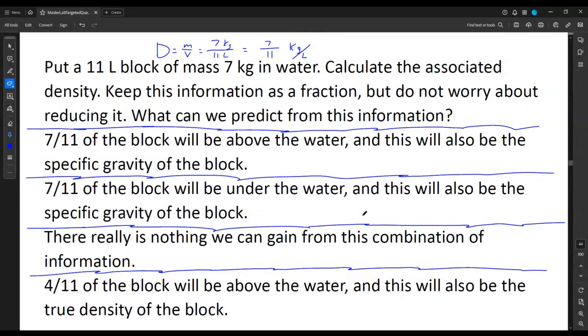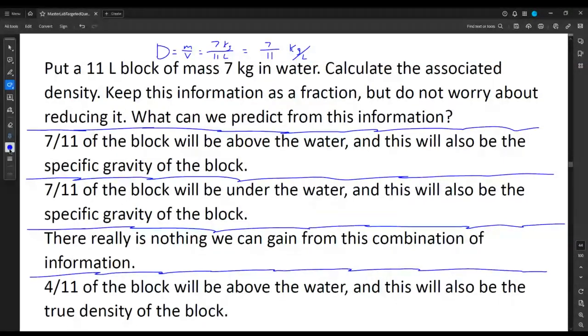Okay, now what this is going to do, if this object is less dense than water, so notice that this is less than 1 and water has a density of 1 kilogram per liter, then this is an object that would float in water. But some of it's going to be under the surface and the rest is going to be above. So let's think about this right quick.